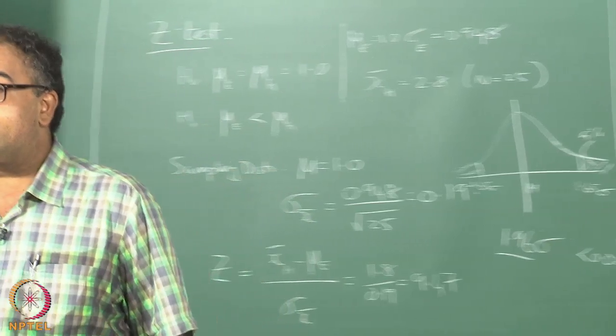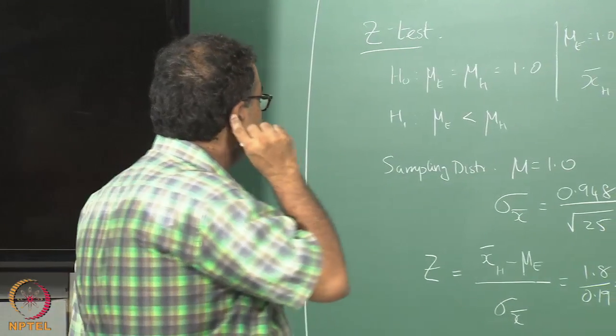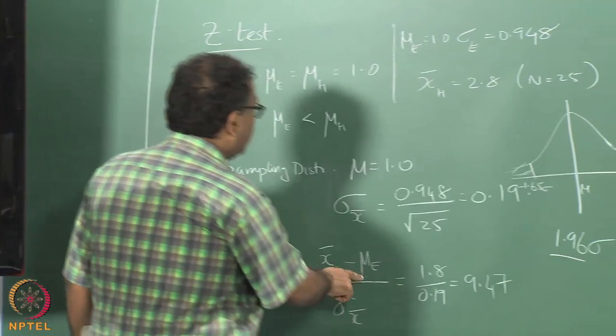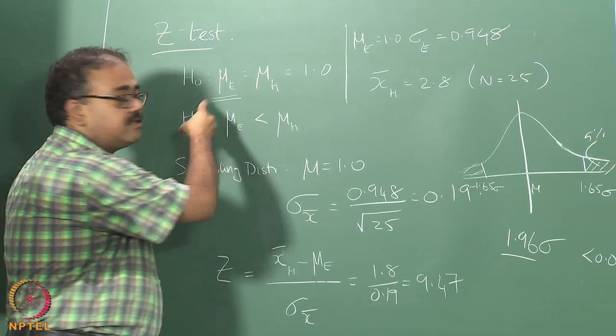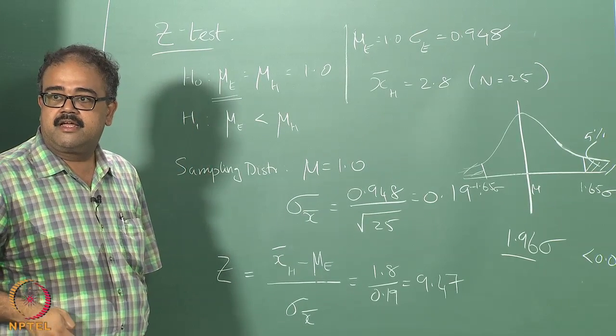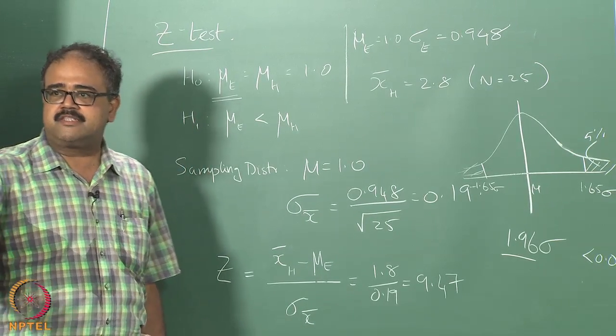Mu is the population mean. Mu E is the easy task that we had, right? Yes, that is under the null hypothesis, that is the population mean.